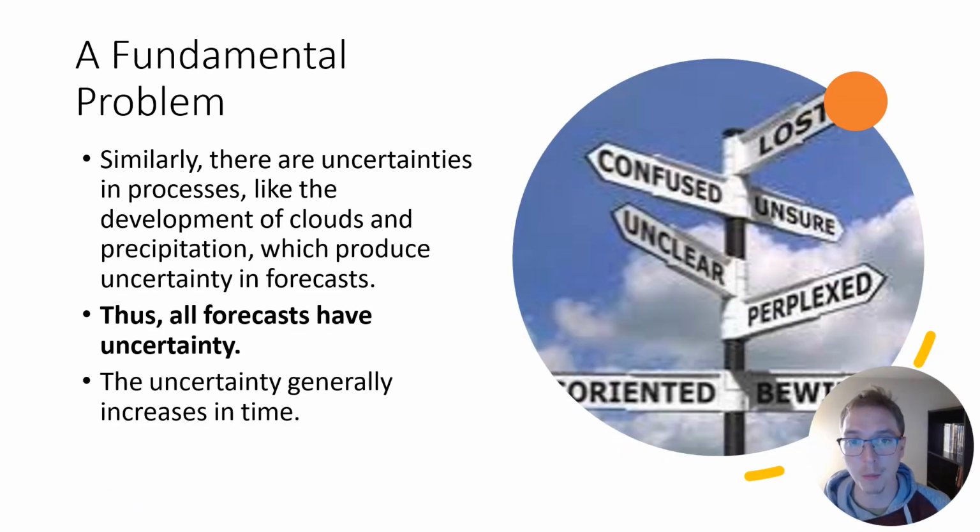Similarly, there are uncertainties in processes like how clouds develop and how precipitation forms, and that produces further uncertainty within our forecasts. So all forecasts have a lot of uncertainty baked into them. Now we're getting better, substantially better than we used to be, but that uncertainty generally increases in time. So a 36-hour forecast, and we saw that on those graphs before, is going to be much more accurate and much more realistic than a 180-hour forecast, something way out in the future, a week and a half, the 10-day, for example, versus the forecast for tomorrow.